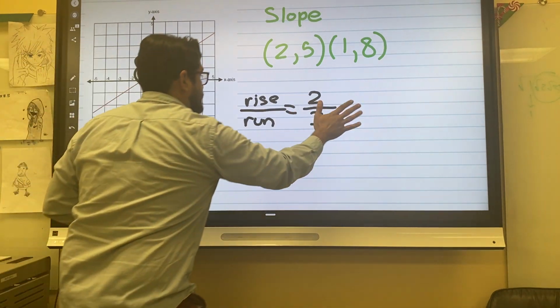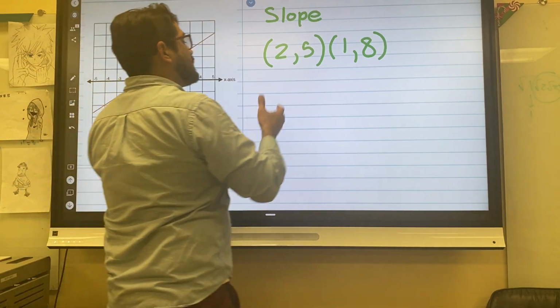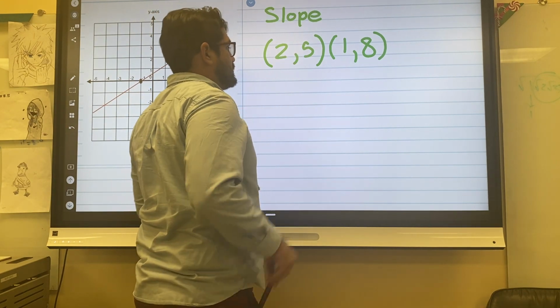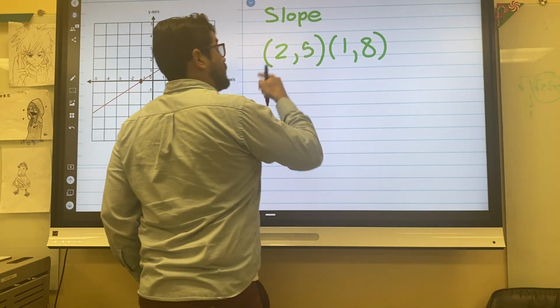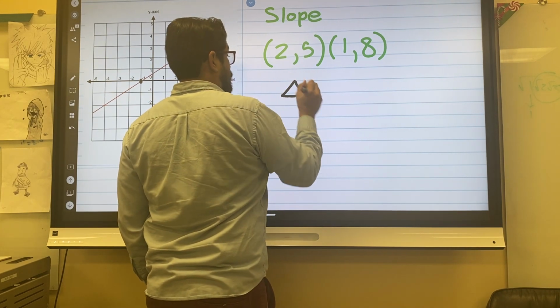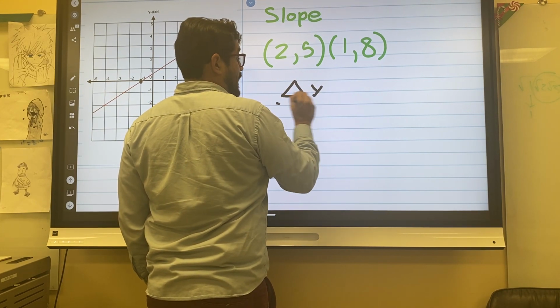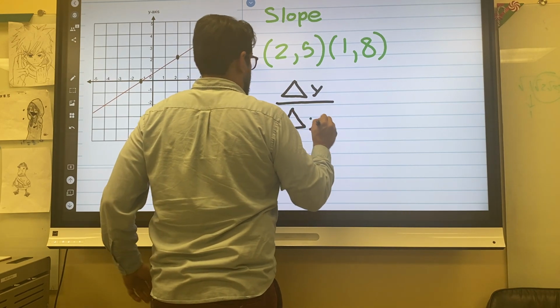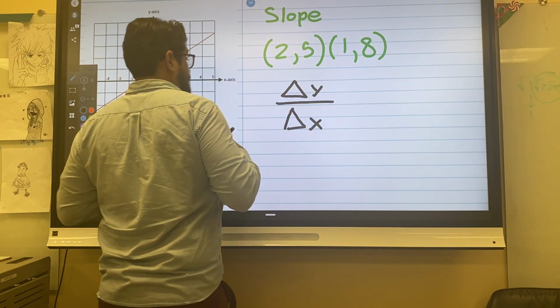So let's do slope. What if you weren't given a graph? What if you were given a graph like this? Now the way that you do the slope when they give you 2 points, very similar to that level of difficulty. So the change in y divided by the change in x.